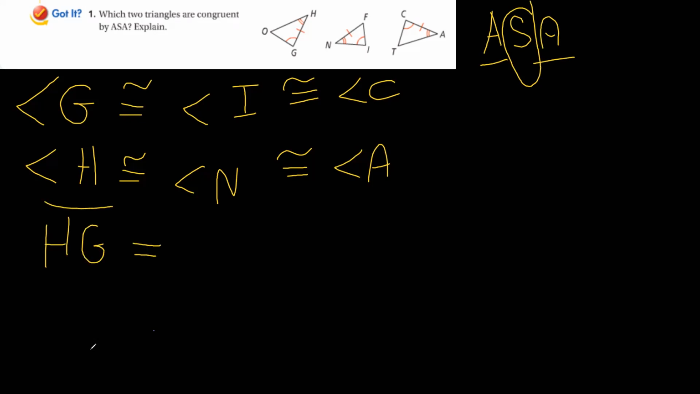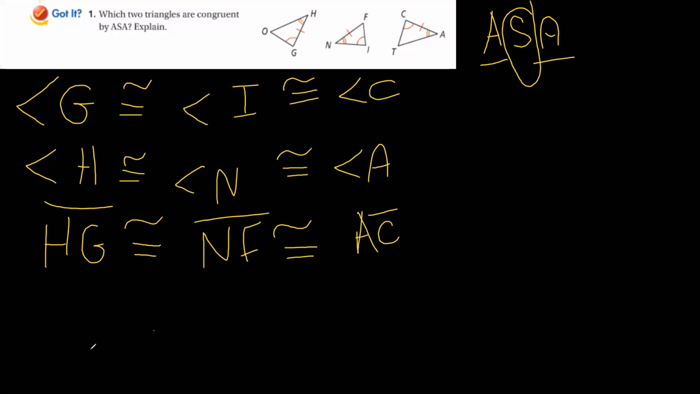HG is congruent to NF, and also it's congruent to AC. Is it clear? Is it right? They are given. Yes. Now, look at the first triangle here.